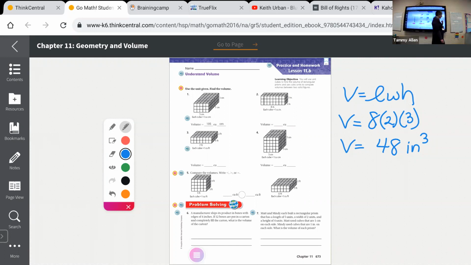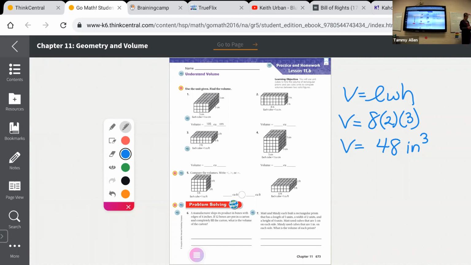What questions do you have on those? Anybody? And then number 6, we had boxes with edges of 4 inches and 12 were in the carton. What's the volume of the carton? Peyton? I'm sorry, I couldn't hear you. 768 cubic inches? Yes. Because the boxes themselves were 4 by 4 by 4, right? And then there were 12 of them.